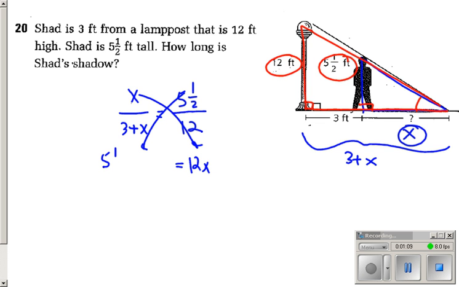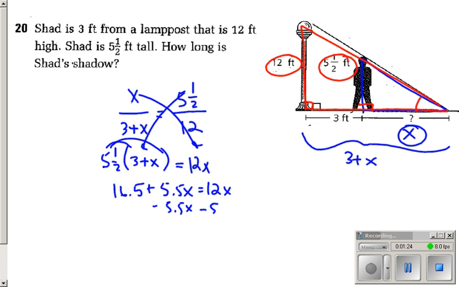I get 5.5 times the quantity 3 plus x. Distribute the 5.5 to each part. 5.5 times 3 is 16.5. 5.5 times x is 5.5x, equals 12x. I'll subtract 5.5x. I get 16.5 equals 12 minus 5.5, which is 6.5, I believe, 6.5x. So now you divide both sides by 6.5, and I get a decimal, so 2.54.